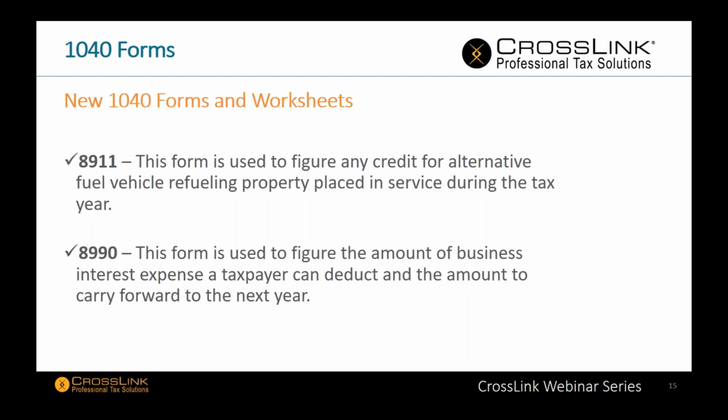But new 1040 forms. We've got some new forms to talk about. First one is the 8911. This form is used to figure out any credit for alternative vehicle refueling property placed in service during the tax year. A new form. And then another new form is the 8990, used to figure out the amount of business interest expense a taxpayer can deduct and the amount to carry forward to the next year. So expect those new forms available.